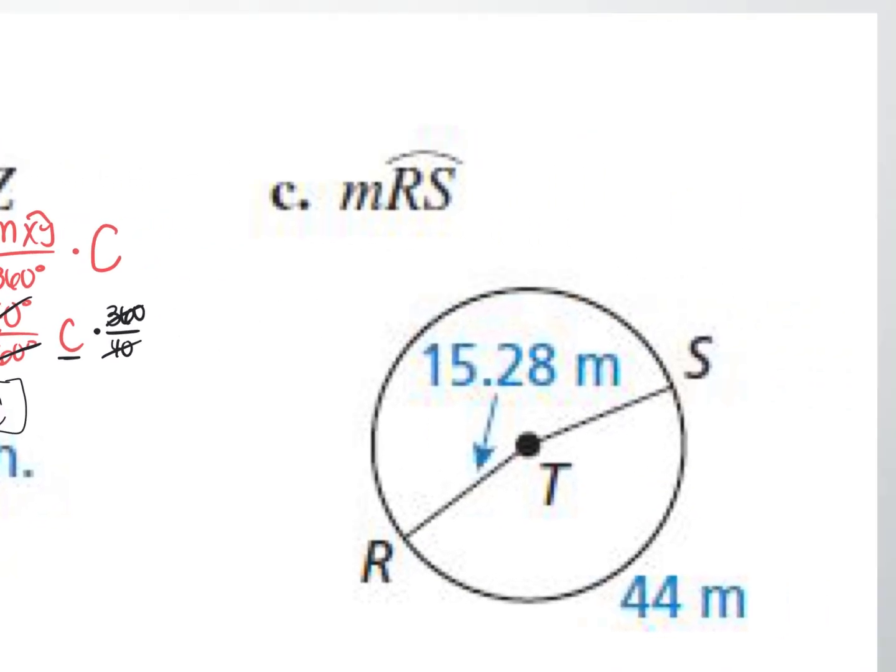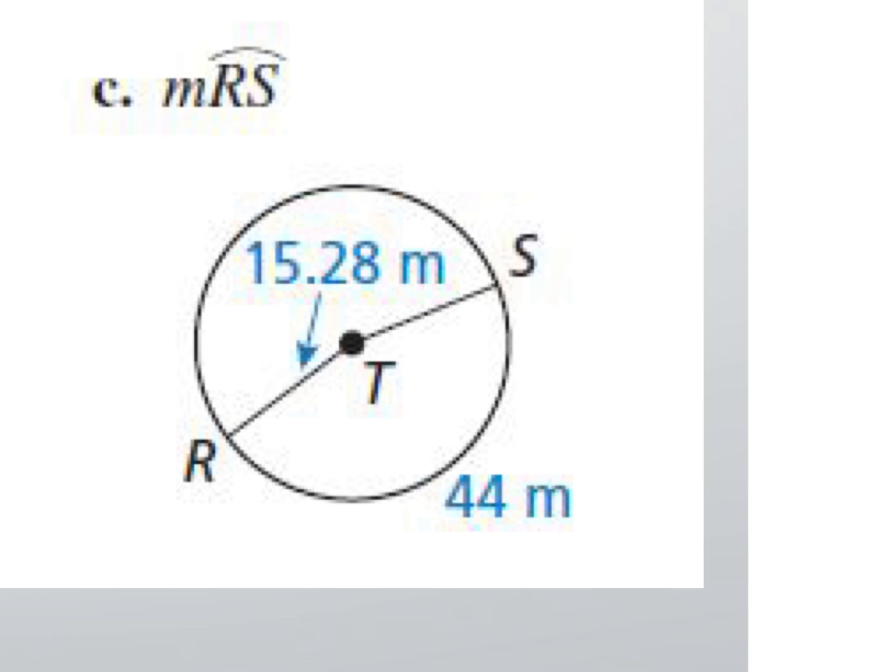Okay, letter C. The measure of the arc RS. Let's be very careful here. How many letters did it use to identify the arc RS? 2. That means it has to be what kind of arc? Minor. Is it talking about the top half of RS or the bottom half? Why the blue one? It's smaller than 180. Very good. Keep that in mind, guys.